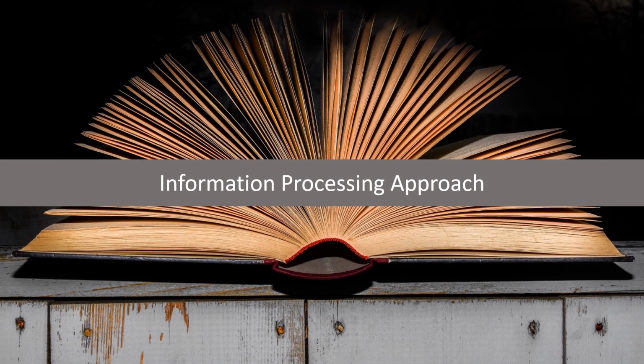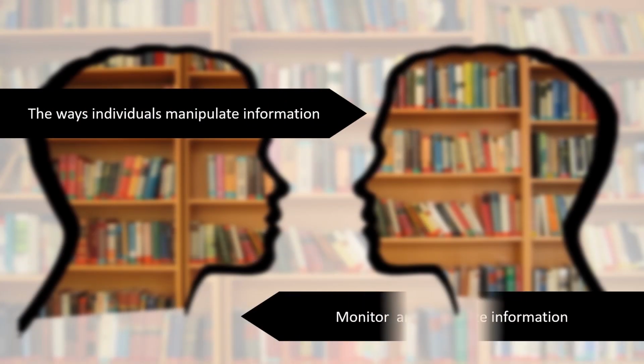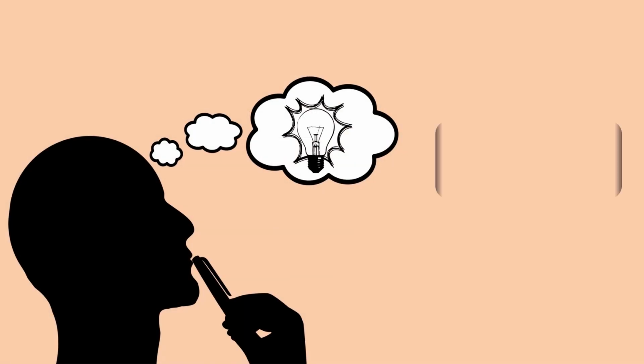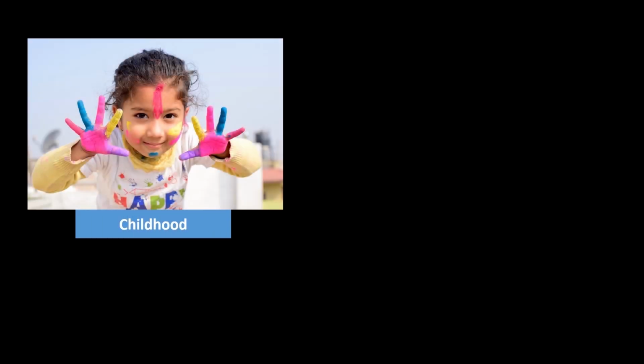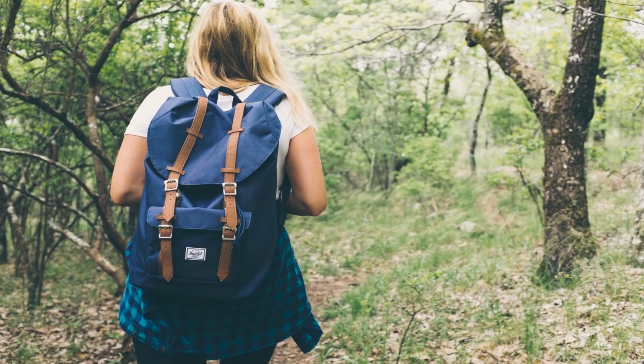Coming to the second perspective, the information processing approach, it traces the ways individuals manipulate information, monitor it and strategize about the information. As this approach is built from Piagetian research, it is also known as the neo-Piagetian approach. It explains how the thinking process of children develops through childhood and adolescence. Unlike children, adolescents develop a larger capacity for processing information, enabling them to acquire more complex knowledge.